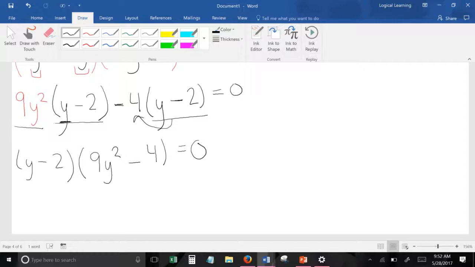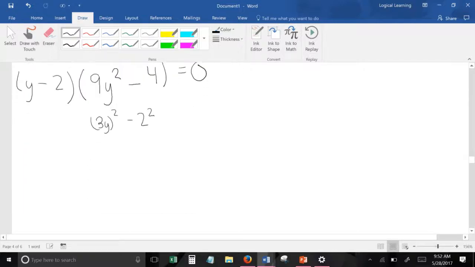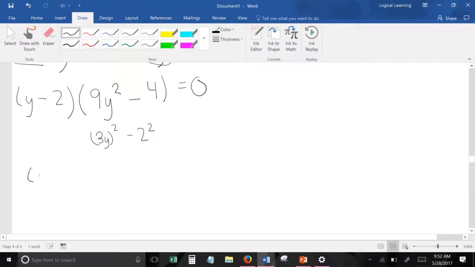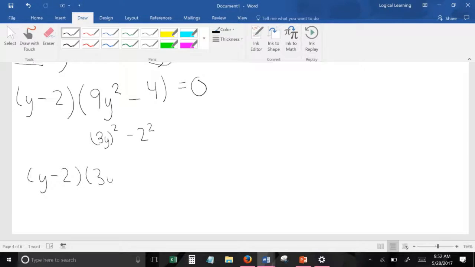Now again, on this one, we have a difference of squares. This is 3y squared minus 2 squared. So we can use our difference of squares to further factor this into y minus 2, 3y plus 2, and 3y minus 2.